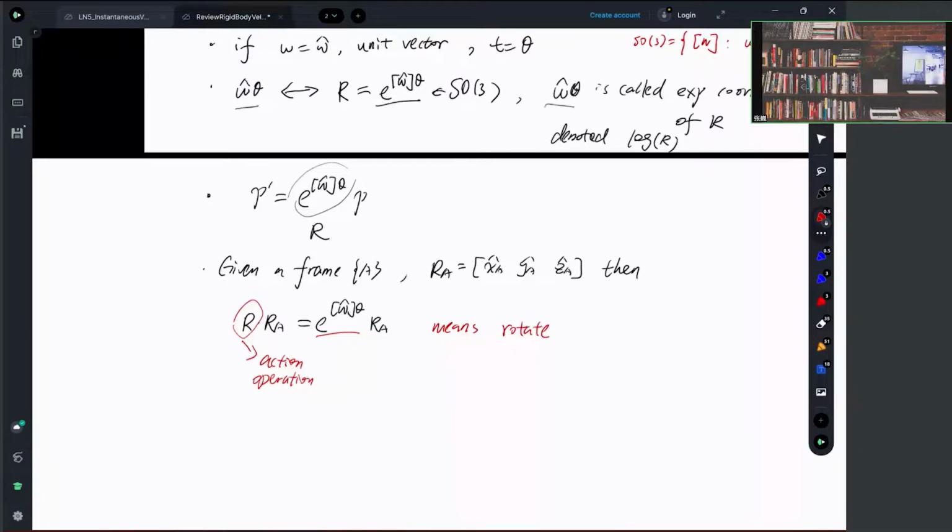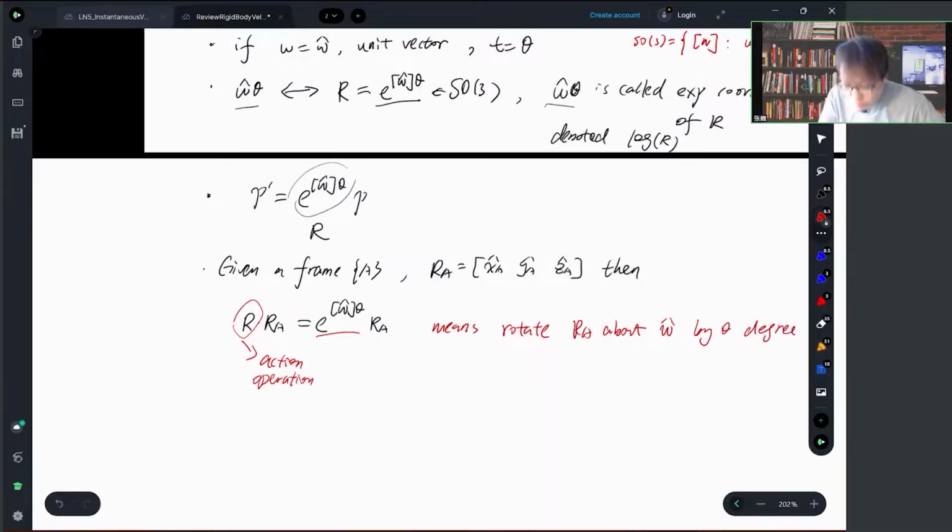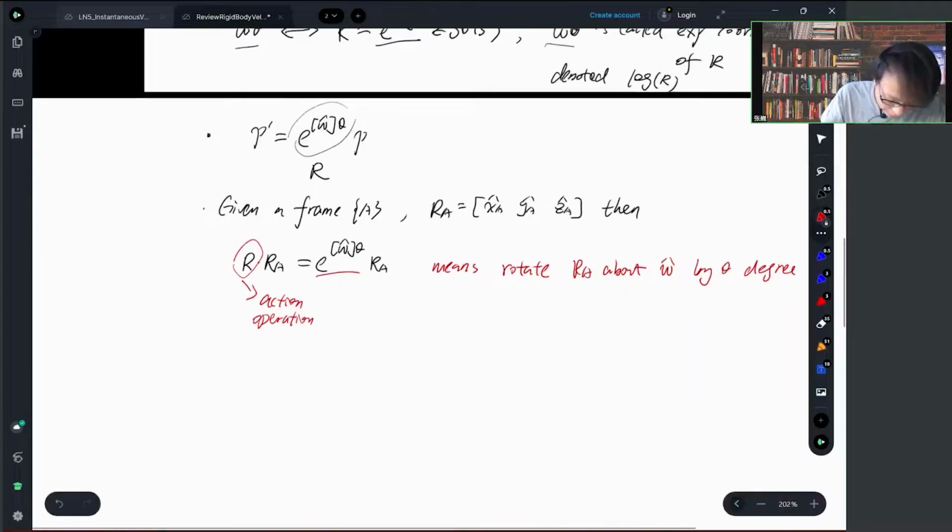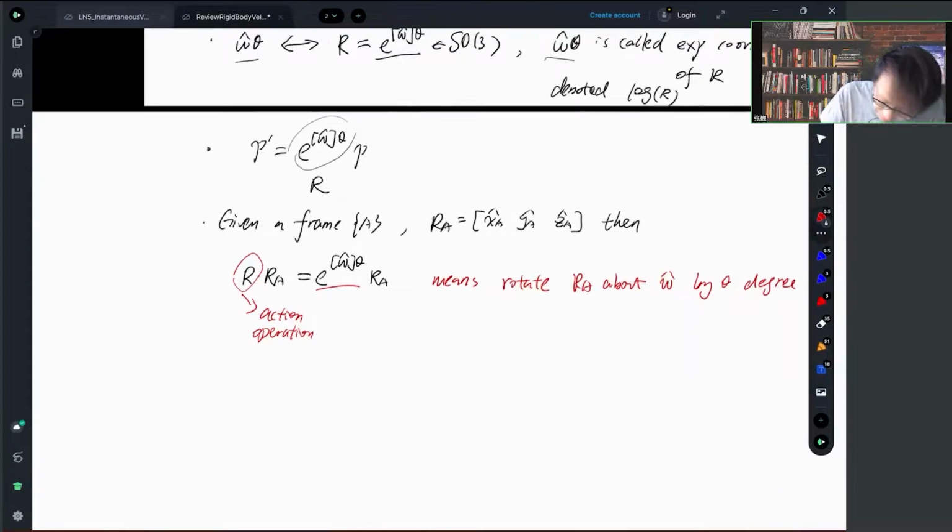This really means rotate RA about this axis omega hat by theta degree, for which we will get another frame, which is no longer A anymore. It's A prime or B, okay? So you move to another frame.